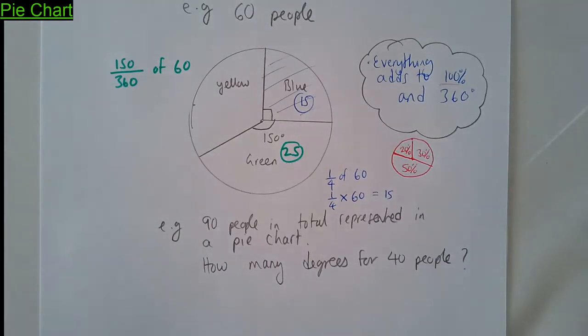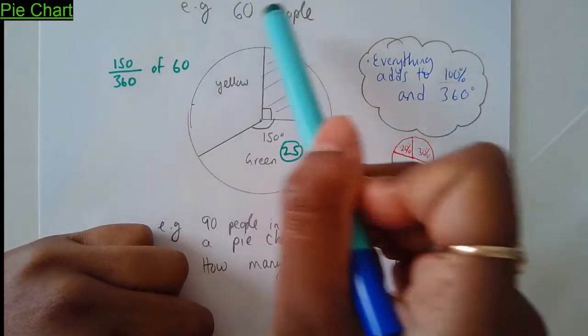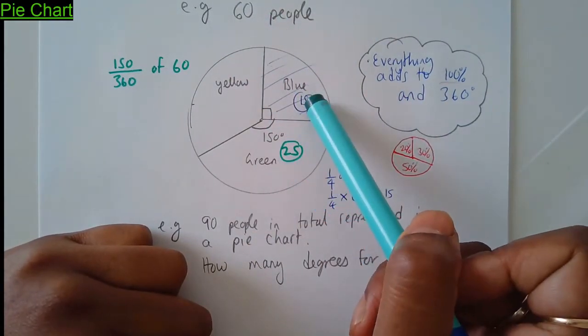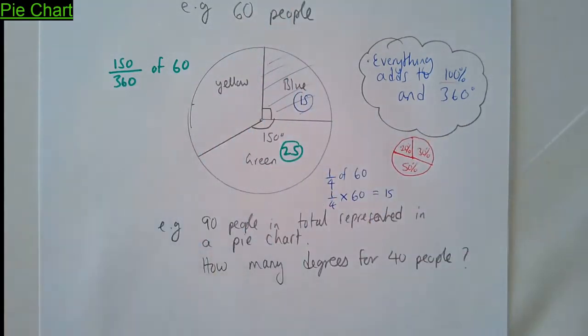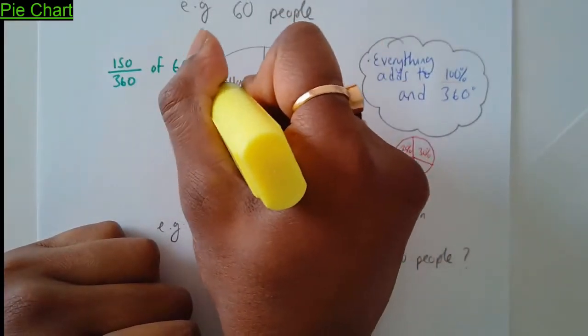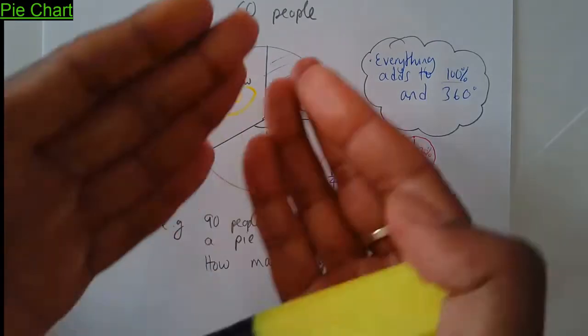For yellow, well, you just know that 15 add 25 add something has to equal 60 people. The entire pie chart represents 60 people. 25 add 15 makes 40. 40 add something to give me 60 people. That's going to be 20. So 60 people altogether.